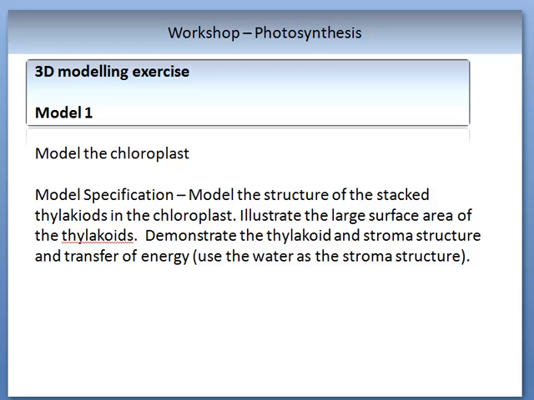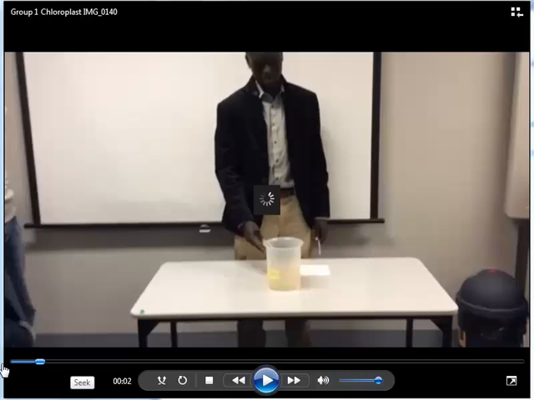The first exercise was assigned to Group 1. They were to model the chloroplast. The model specification for this was to model the structure of the stacked thylakoids in the chloroplast. Their model should ideally illustrate the large surface area of the thylakoid membranes. They should demonstrate the thylakoid and the stroma structure and the transfer of energy. We suggested using water as the stroma structure. Please watch their video now for their interpretation and presentation of their model.